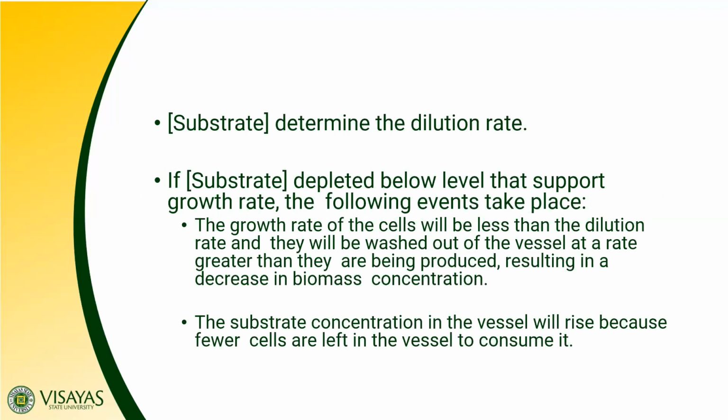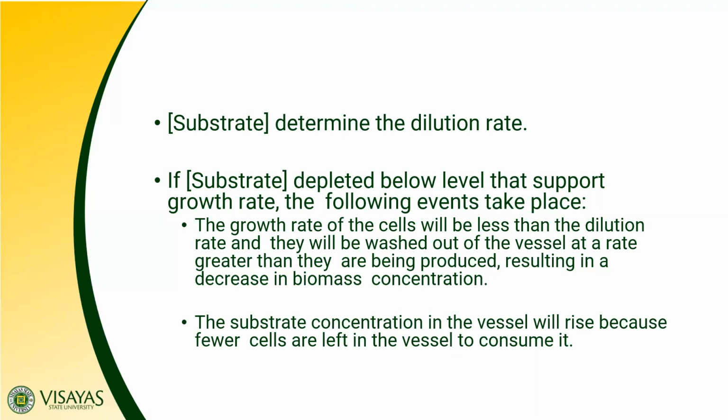Now, if the substrate concentration is depleted below the level that supports the growth rate, there will be events that take place. If the substrate concentration is already at a low level, the growth rate of the cells will be less than the dilution rate, and they will be washed out of the vessel at a rate greater than they are being produced, resulting in a decrease in biomass concentration.